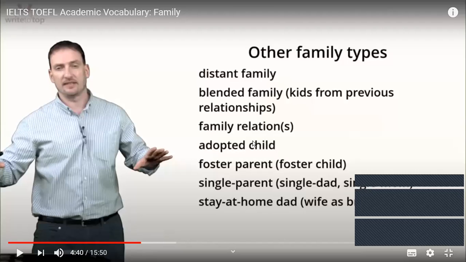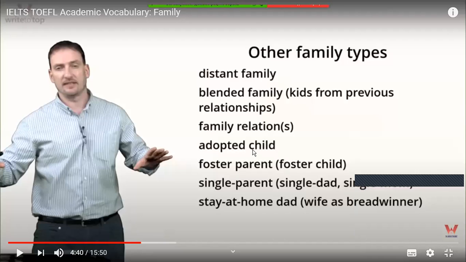And what about the adopted child? If you couldn't have a baby, you can adopt a child from another parent, and you can take care of that child as your own. Is it clear? And what about the foster parent?